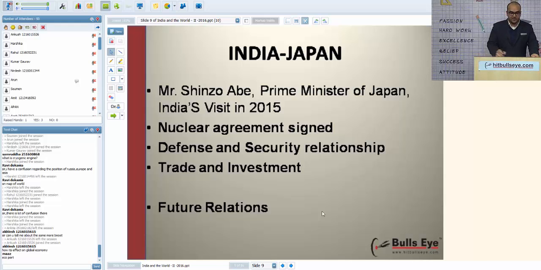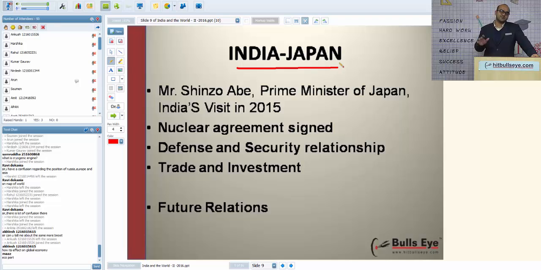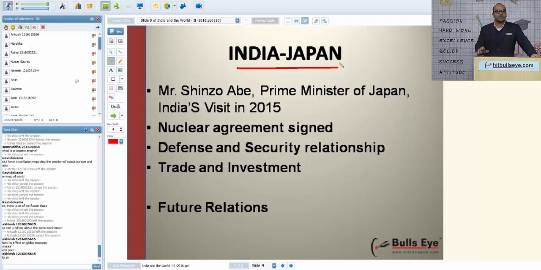Okay, next we talk about Indo-Japan relations. These are not very important as far as your GDPI right now are concerned, but there cannot be a specific GD topic on Indo-Japan relations. But if there is a topic on India's foreign policy and its implications, etc., then you have to mention how our relations with Japan are going on.